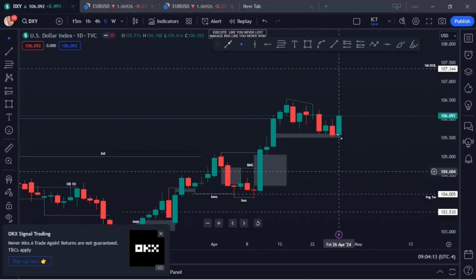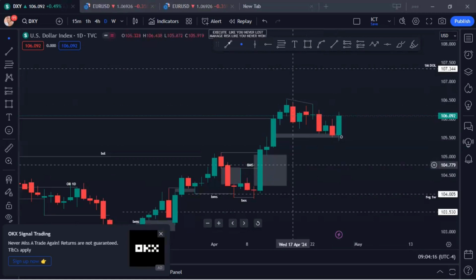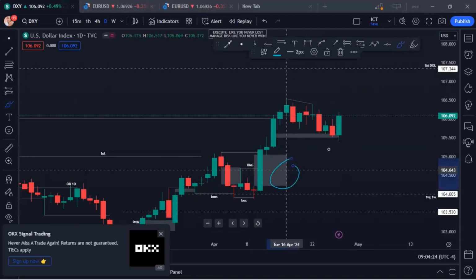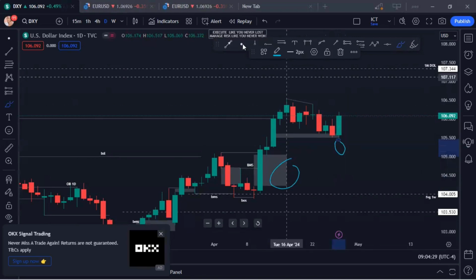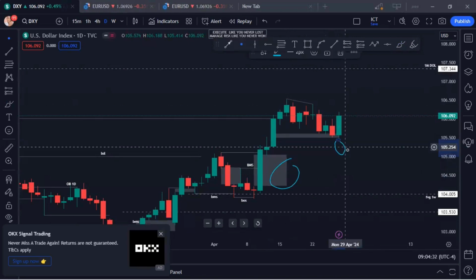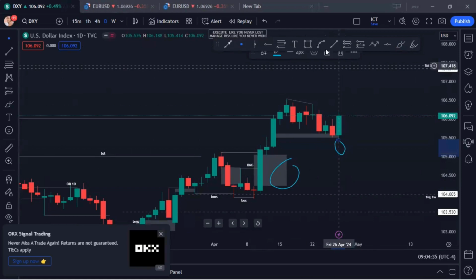A validation will be if this low, the previous week low, is taken. If this low is taken, then definitely price will be coming to this gap right here. So price will be reaching for this gap if this low is actually taken. But I don't expect price to take that low. But anything can happen.